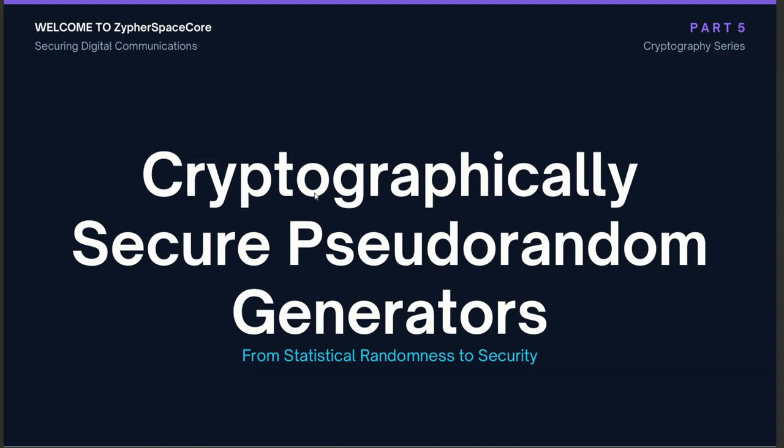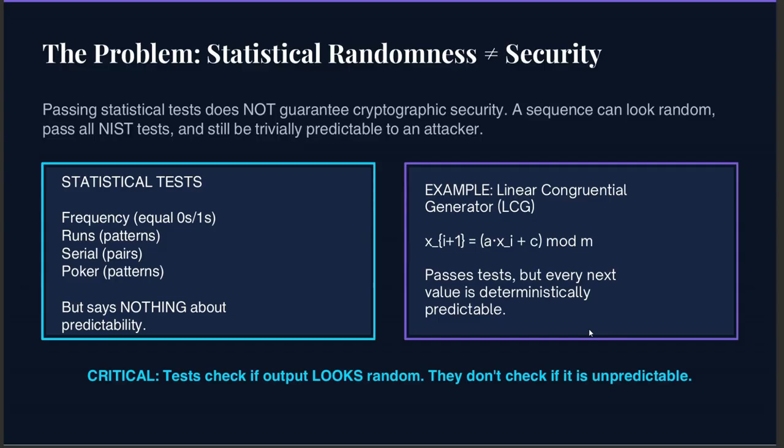In the previous episode, we studied statistical randomness through the frequency test, run test, poker test, and how randomness is mathematically analyzed. But today we move into something much deeper, because in cryptography, looking random is not enough. A sequence may pass every statistical test perfectly but still be completely insecure. This is the core idea of today's episode.